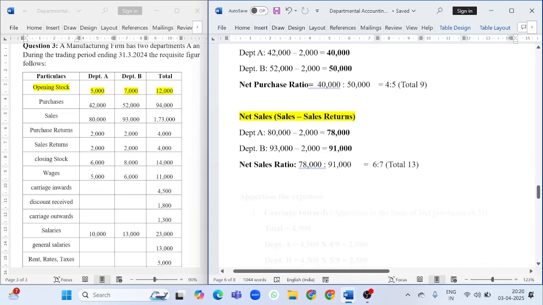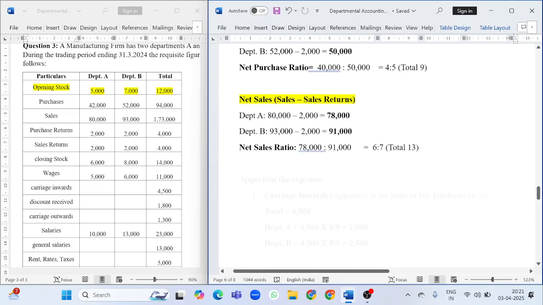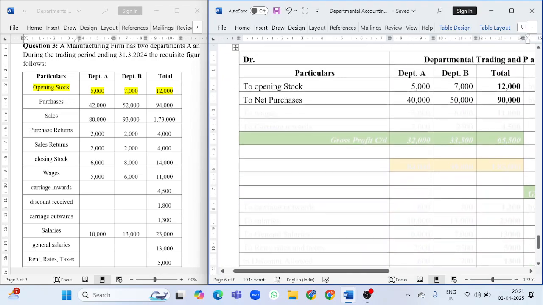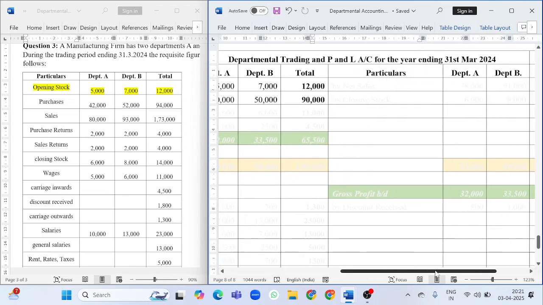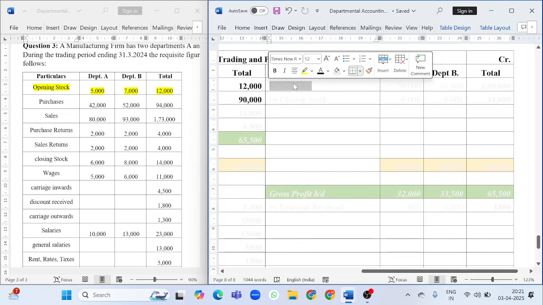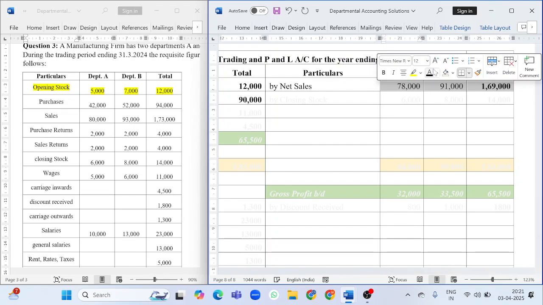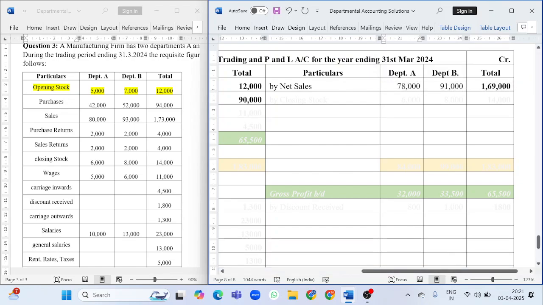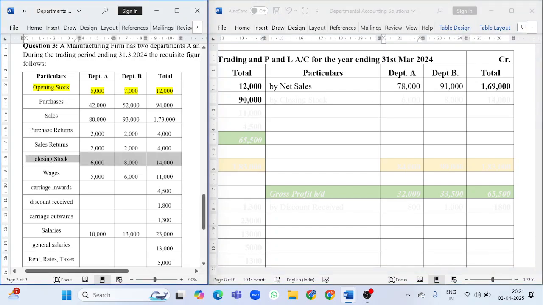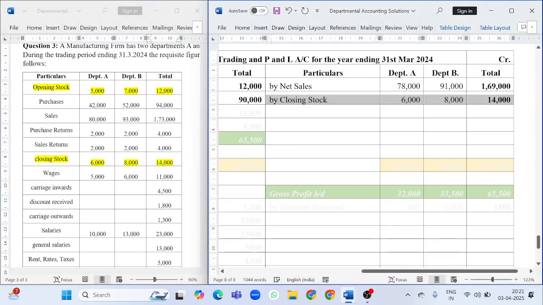Instead, we will write directly the net sales. For department A, what is the net sale? It is 78,000 and for department B, it is 91,000. So this I will be writing in my credit side. Yes, net sales, department A 78,000 and department B 91,000 rupees. Clear? Now, what is the next item we have? We have closing stock. For department A it is 6,000 and department B 8,000. That I will be writing over here. Department A 6,000 and department B 8,000.